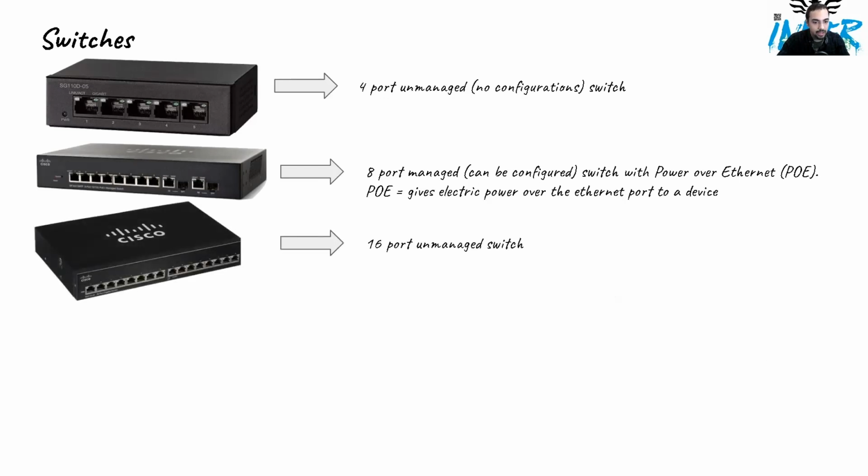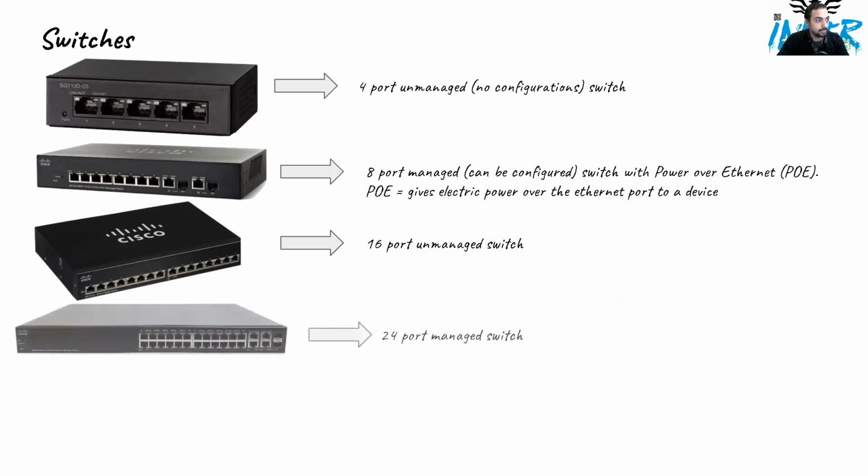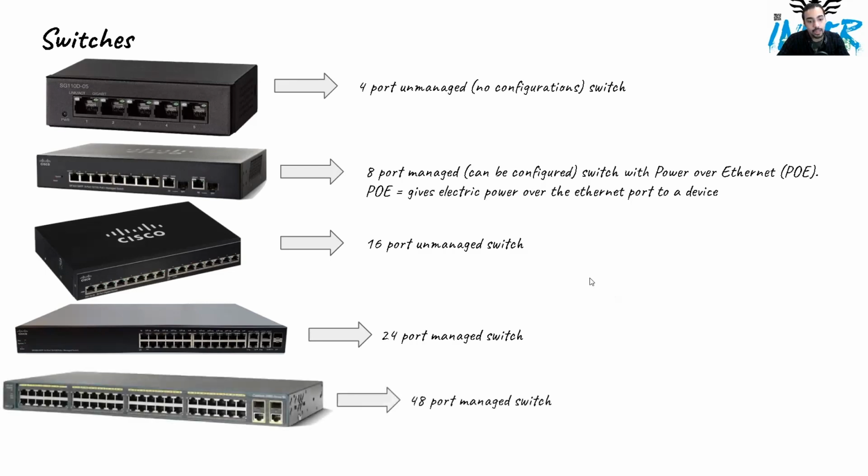So then we have a 16-port unmanaged switch. So this is another one that comes as is. Then a 24-port managed switch. So this is one of the more common ones you're going to find in companies. And then a 48-port managed switch. So both the 24 and the 48-port managed switch are the most common in company environments.